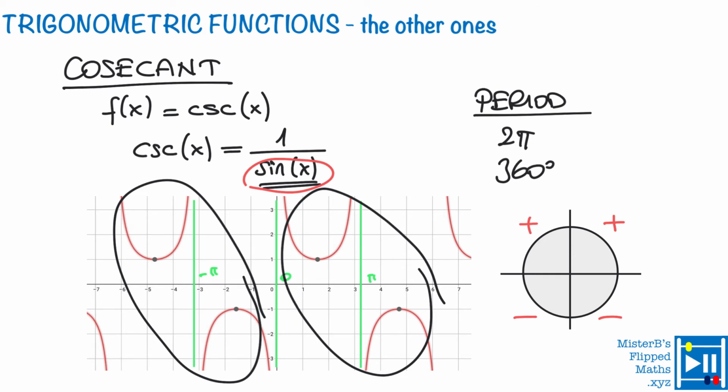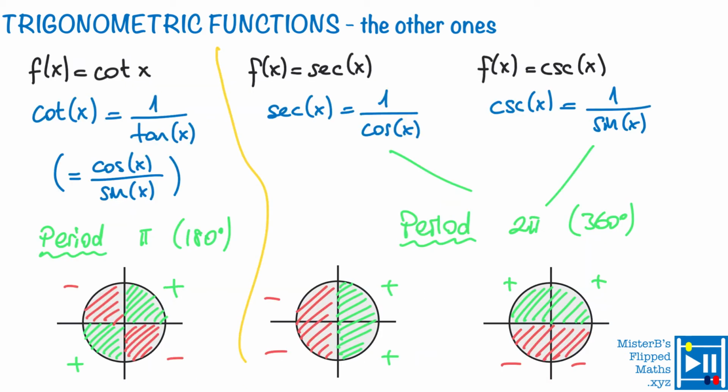So briefly, these are the other ones. These functions are also known as the reciprocal trigonometric functions because they are defined to be 1 over tangent, 1 over cosine, 1 over sine, so the reciprocals of the trigonometric functions that we know of. At this point, you may wish to pause the video and write this information in your books.